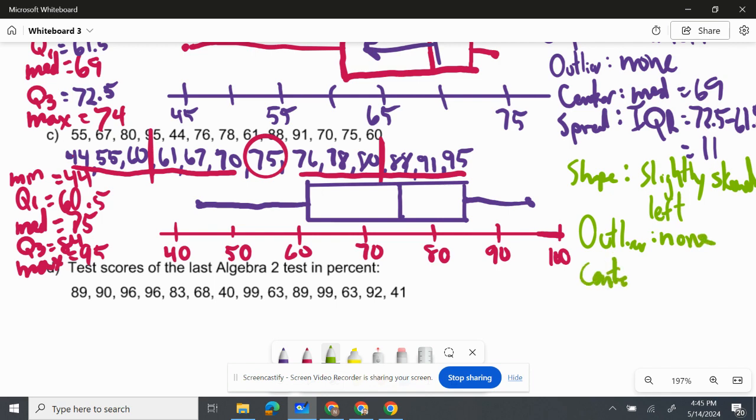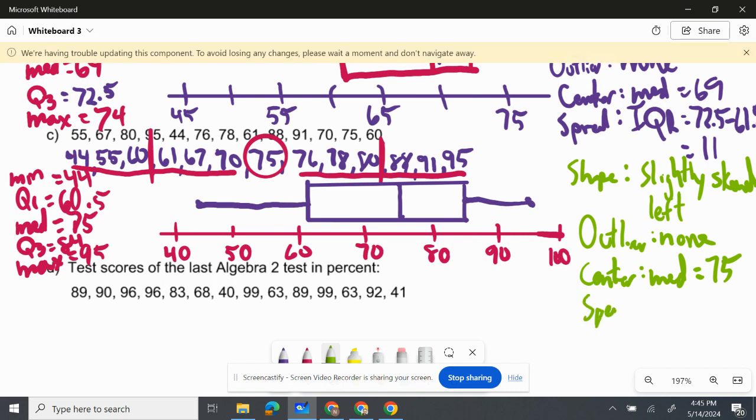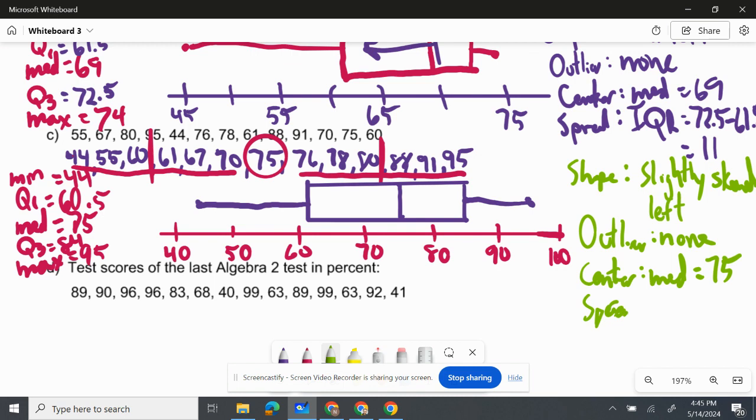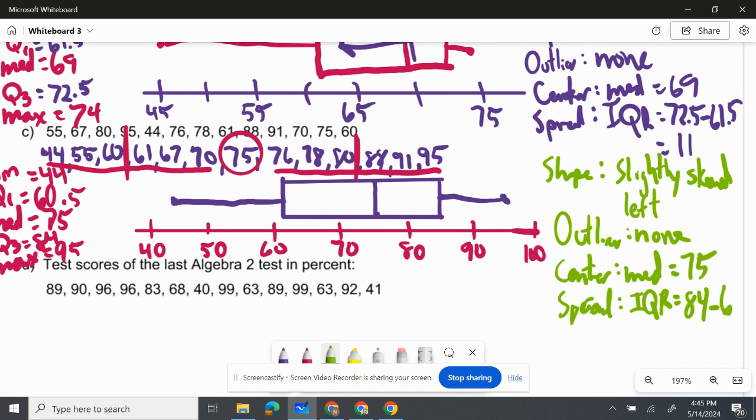Our center is our median. Make sure you put median, not just center equals. So our center is 75. And then our spread, once again, we're going to use our IQR, which is Q3 minus Q1. And so what we have is 84 minus 60.5. And that right there would be 23.5.